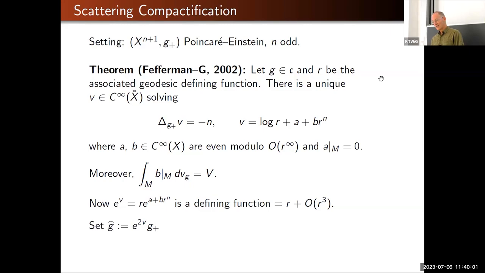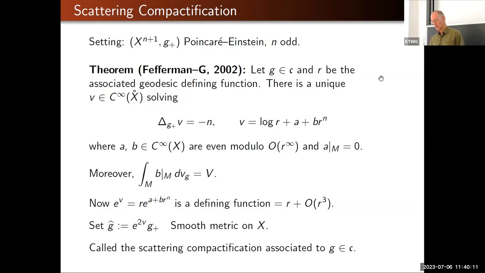So we use that to compactify the metric. Whenever you have a defining function, you can square it and you get some metric that's smooth up to the boundary. So this is a smooth metric. It's one of the compactifications of G+, and we call that the scattering compactification. It was introduced by Changqing and Yang. It's a good compactification. Okay, I said there were three ingredients. That's the first one. Question, Robin?